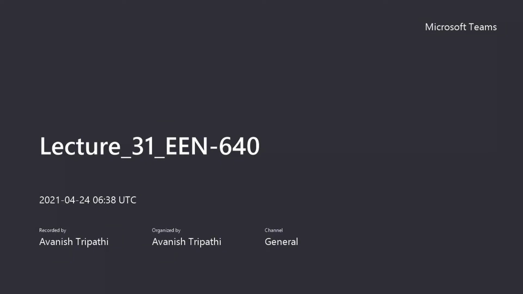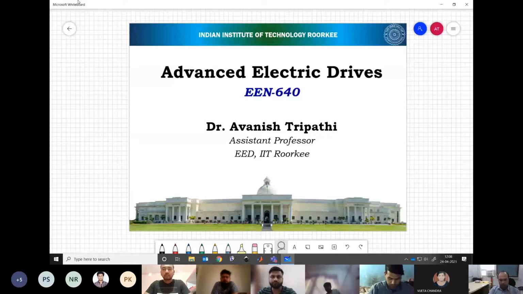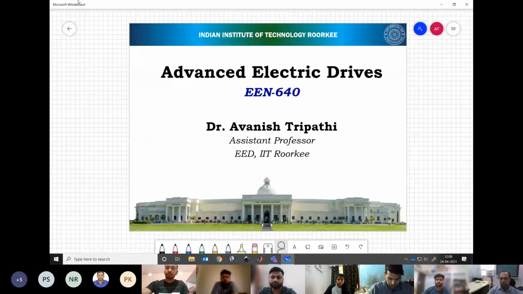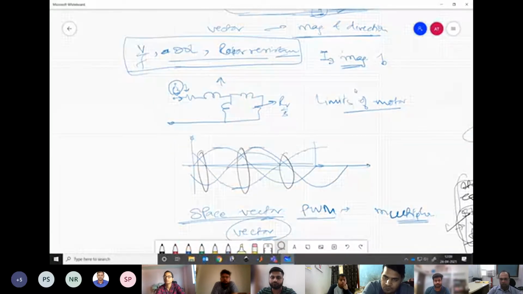Now we are trying to discuss some control methods which are a little bit advanced compared to our earlier methods. So slowly we are getting into the vector control of machines. So we tried to model a generic machine: how do we see the machine and how it can be modeled electrically, at least.